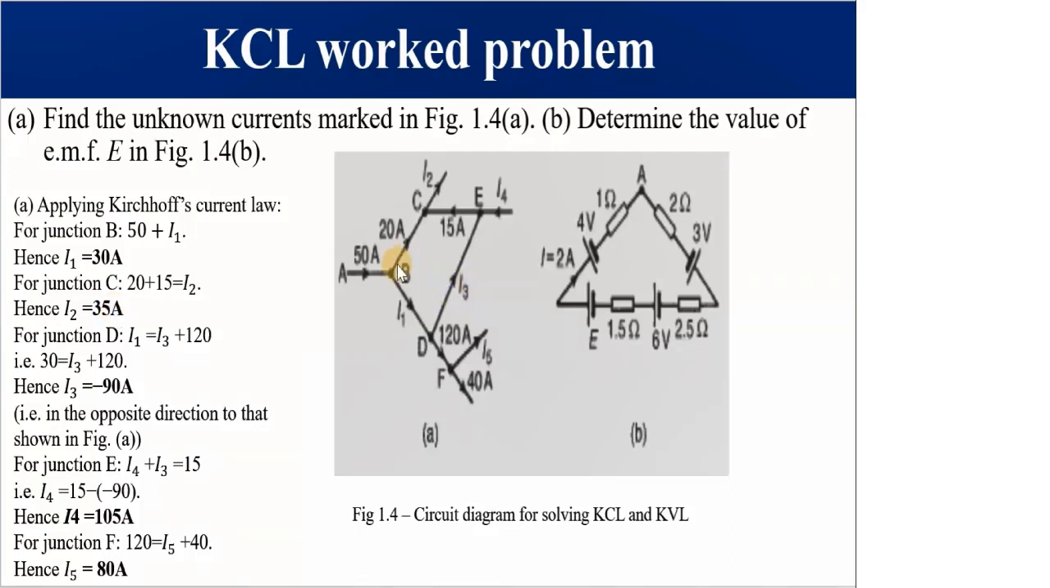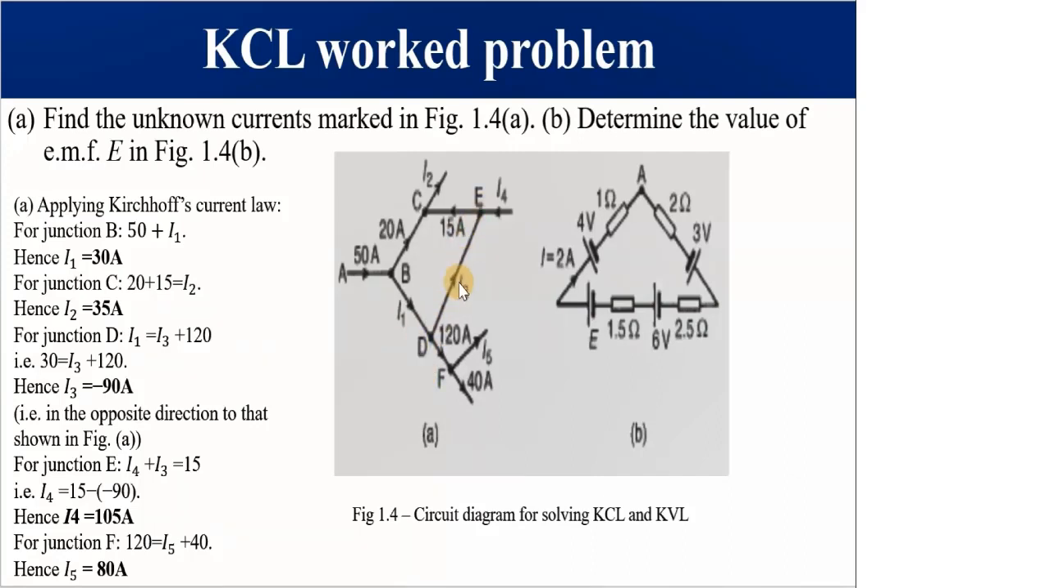This is I3. We said I1 is equal to 30 amps, and the current flowing away from D is 120. So it means that I3 plus 120 must give us I1. So what is our I3? I3 is equal to minus 90 amps. Please take note that it means the current is in the opposite direction to the one shown. So I3 is flowing in this direction.